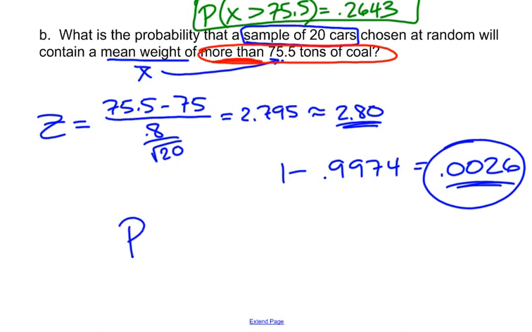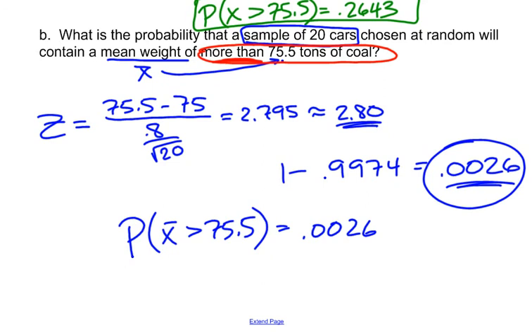So what we're saying here is the probability that x bar would be greater than 75.5 is equal to 0.0026, which is 0.26%, far less than even 1%.